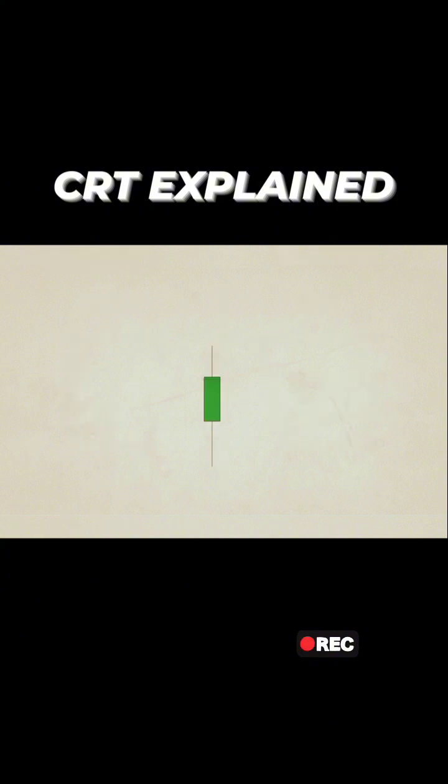Let's go through an example. Here we have a 4-hour candle. We wait to see which side price takes out. And as you can see, price took out the high and then closed below it. That gives us our CRT high. At this point, we expect the market to move down toward the CRT low, so we drop to the 15-minute chart.